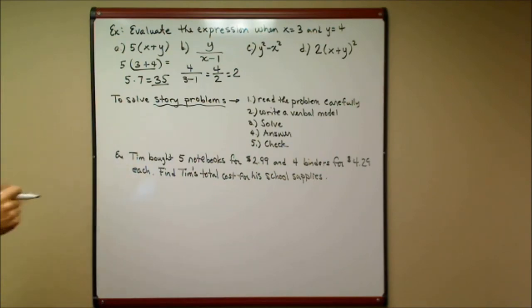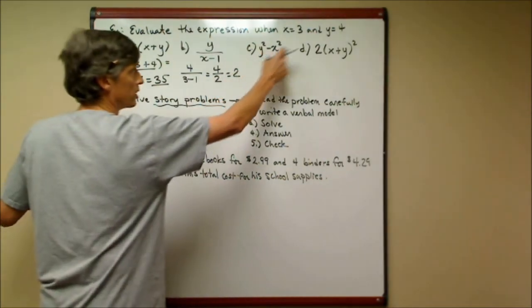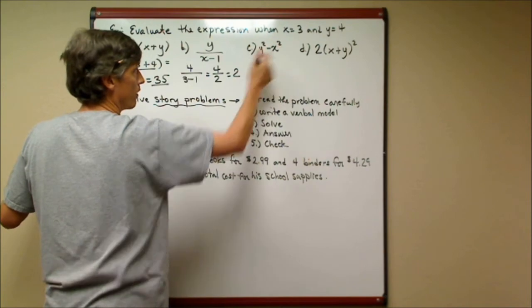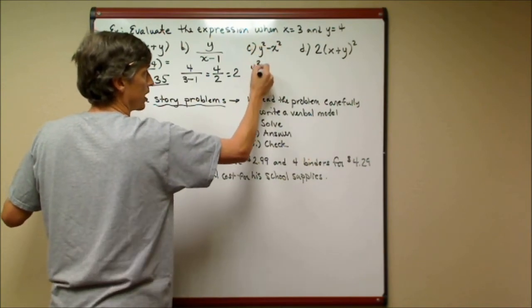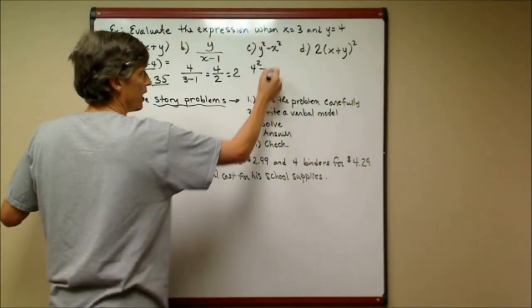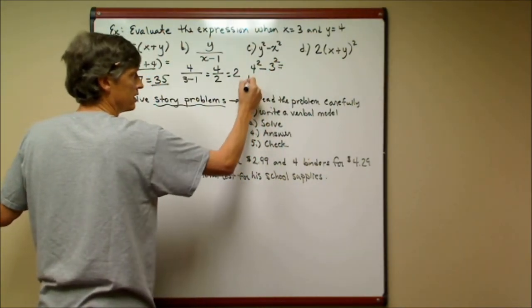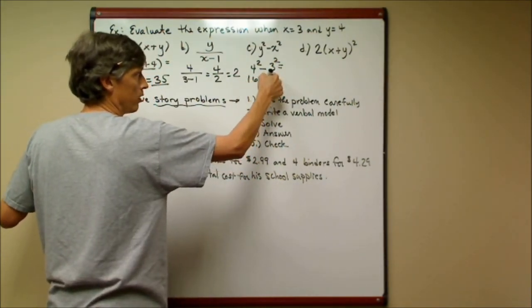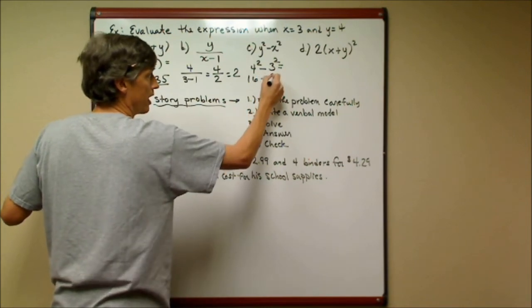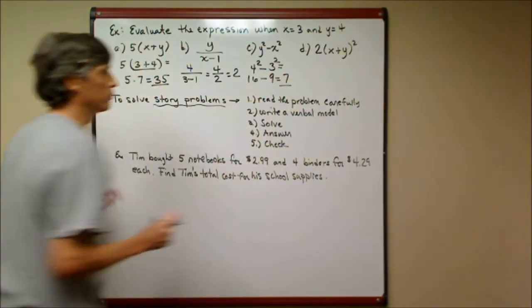Now, I have a couple of exponents in this expression here. I'm going to substitute the 4 in for the y. That's 4 to the second power. The 3 in for the x. That's 3 to the second power. I'm going to do the exponent here. That's 16. I'm going to do the exponent here. 3 squared, 3 times 3. That's 9. And then I'll finish it off and subtract.